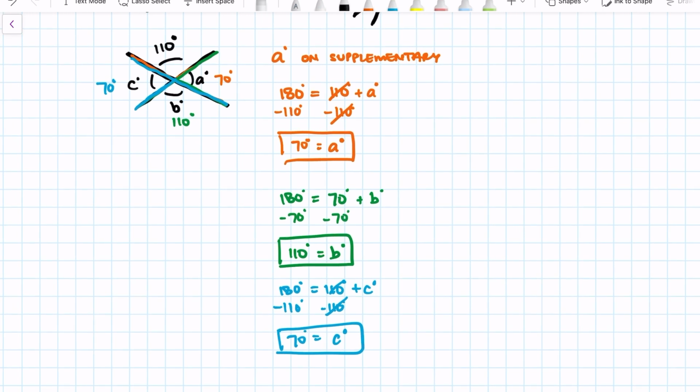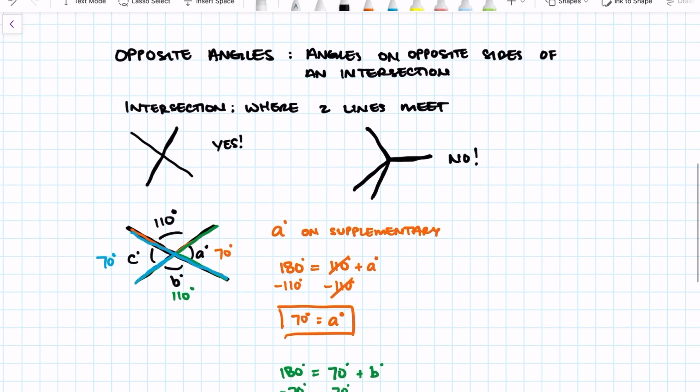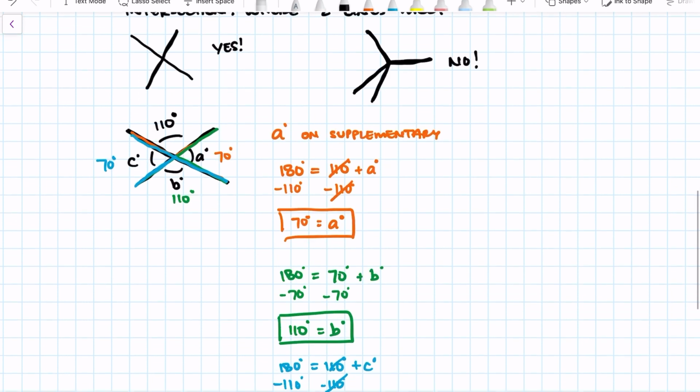Now, I hope that you can see that there is a pattern. The pattern is that the angles that are across from each other, they're the same angle. So the 110 there is the same. So is the 70 degrees right here. They're both the same. And so this goes back to the original rule that says angles on opposite sides of an intersection, now we get to continue and finish this up a little bit, are equal. Okay, so these angles are equal to each other.